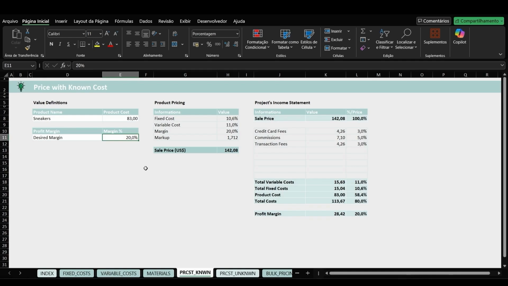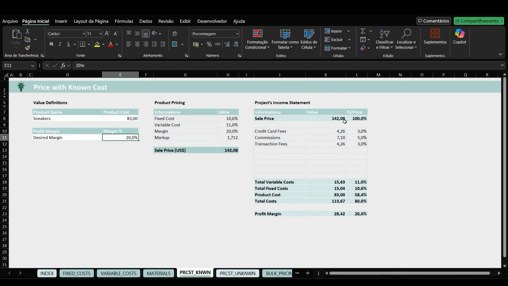So, when you enter just these two pieces of information, automatically the spreadsheet tells me that I need to sell these sneakers for $142 because I paid $83 for them. I have a whole calculation that's necessary to get to $142. And how do I know that this really has to be the price? How do I know how much of it is going to variable costs and fixed costs and everything else over here on the side? I have a whole report that brings this information to you.